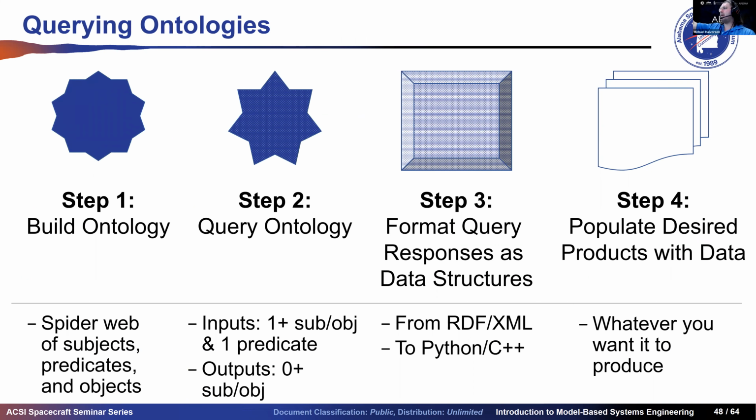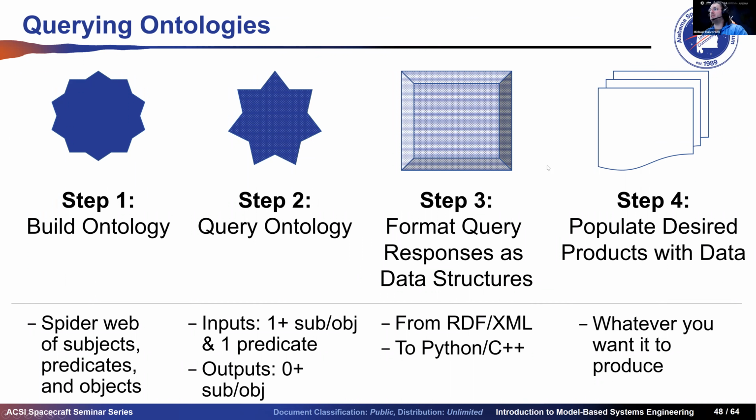So here are 4 steps for using ontologies. Just like in the modeling language, we should not be interacting with ontologies at the user level. These are things that should exist in the background, defining the rules for the syntax and semantics. And the way that we can interact with them is by querying them.